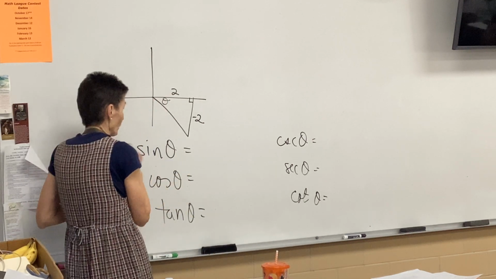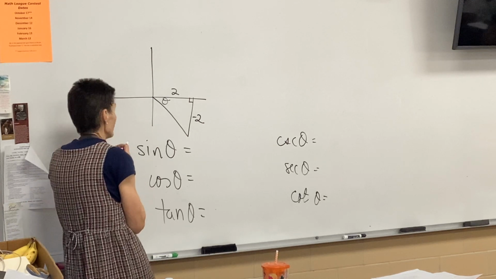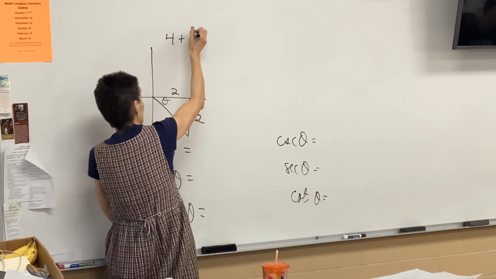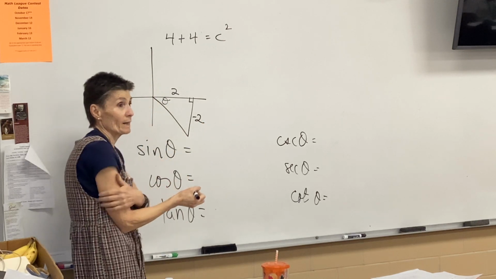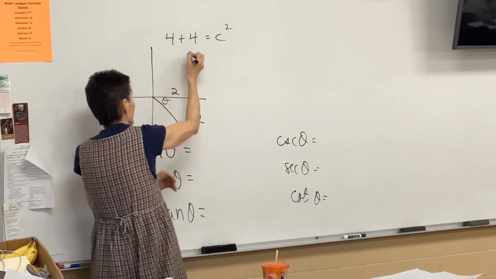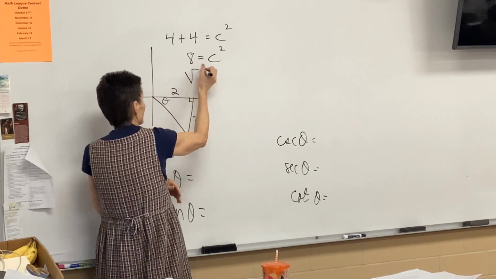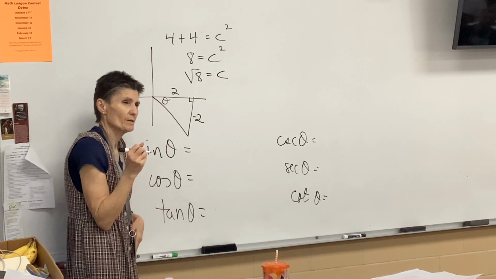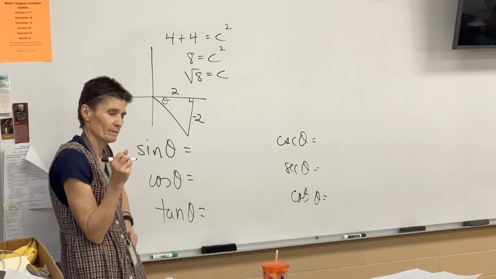Right? What do I have to do first? Find the hypotenuse. So a squared plus b squared equals c squared. Remember, when I square, everything's positive. So 8 equals c squared. What about the square root of 8? I don't recall this happening to us in our other examples. What can you tell me about the square root of 8?